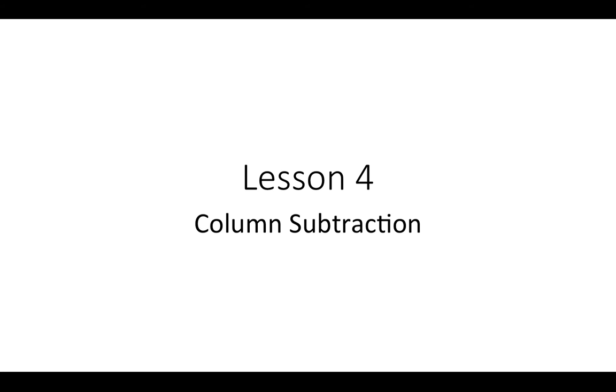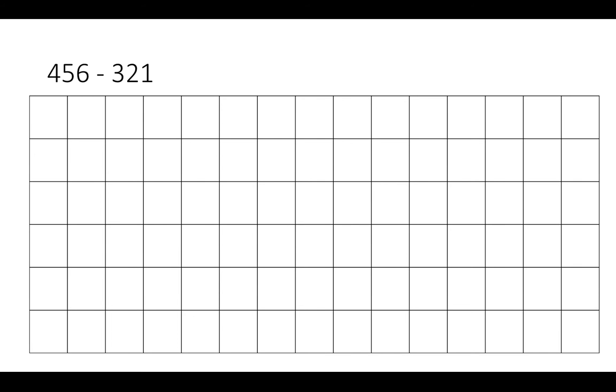Lesson 4, column subtraction. So we're going to have a look at subtracting 321 away from 456. So subtraction means taking away. And just as with the column addition, we write the sums out underneath the headings hundreds, tens and units. And just as with the addition, we start with the units first.